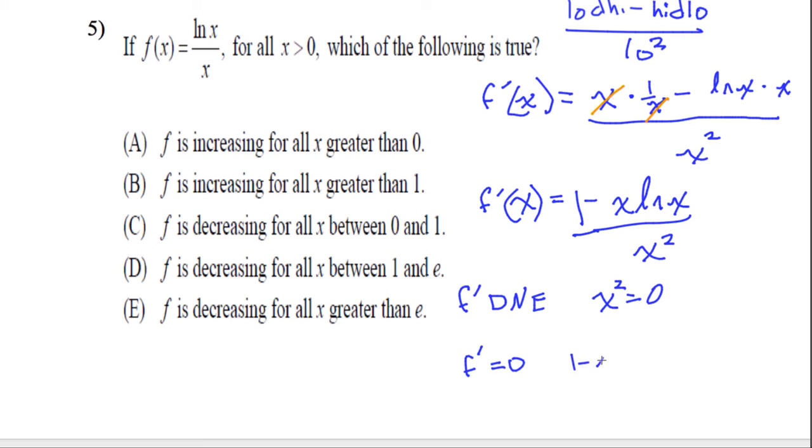So 1 minus natural log of x. Sorry, x natural log of x. Let me go back here. 1 minus x natural log of x. That needs to be set equal to 0. So from there, that means x equals 0 is going to be the critical value, and that x natural log of x is equal to 1. So I need to solve for this one.